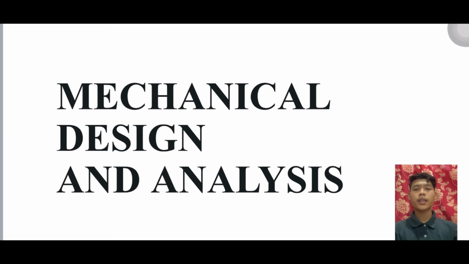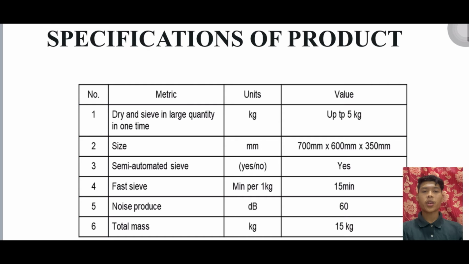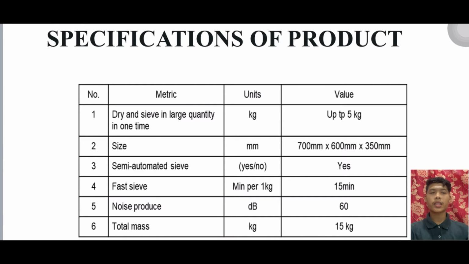Mechanical design and analysis. The specification of the product. First, dry and sieve in large quantity in one time. The machine can sieve up to 5 kg of flour at one time. Second is the size. The dimension for the machine is 700 x 600 x 350, and the unit is in millimeter. Third, the machine is a semi-automatic sieve.